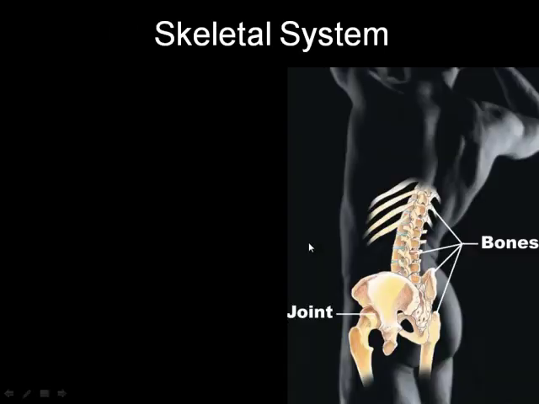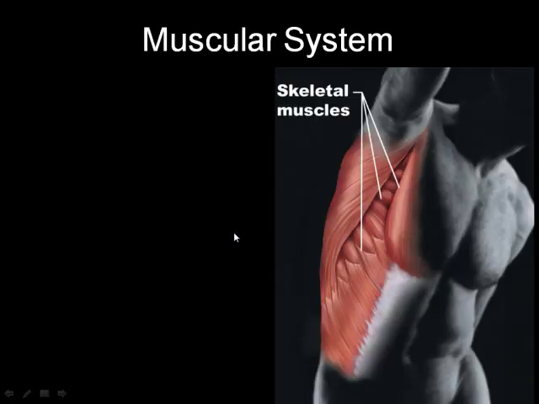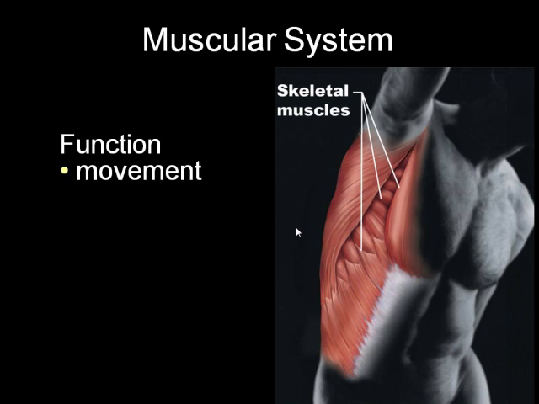The skeletal system is all the bones and the joints. The bones help support your body and offer some protection. They're also a wonderful storage place for your calcium. The muscular system, usually we're just talking about the skeletal muscles and the tendons that help hold them to the bones. They function so that you can move.